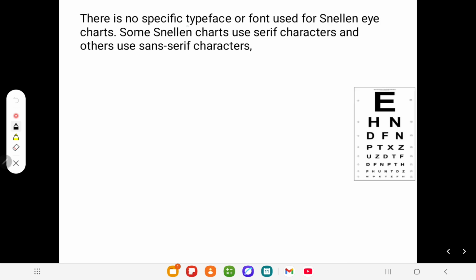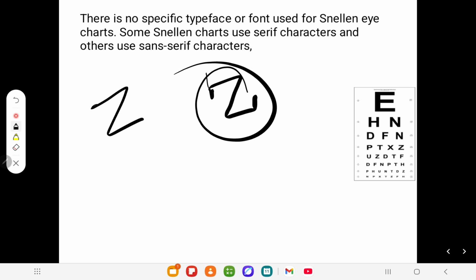Another fallacy: there is no specific type or font used in Snellen. I have already told you, some fonts are serif, some are sans serif, and sometimes you use serif and sometimes sans serif. Different fonts can be used, but they are not calculated for ease of recognition for the patients. And it's quite difficult that sometimes you use this type of font, sometimes this type or this type, and that's the different thing.